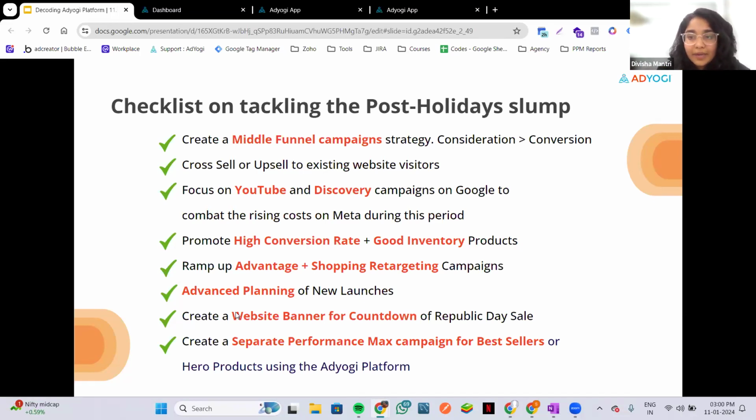Then would be Advantage+ shopping campaigns. Try and have a separate campaign for this particular objective. Focus on your retargeting and remarketing audiences over here. Then this is in fact the best time to have new launches in place. If you have anything planned or which can be refurbished in such a way that you can present a new launch of a particular category, let's push that.